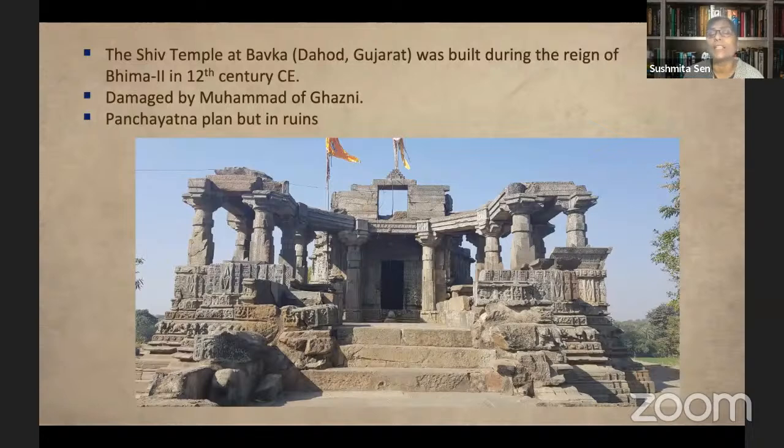Again, it is a Panchayatana plan, but all of them are in ruins. You can only see the mandap. This is the Garbhagriha. The spire, the Shikhara, has also broken. The mandap walls and the door walls are still in situ. It also has lots of erotic sculptures.